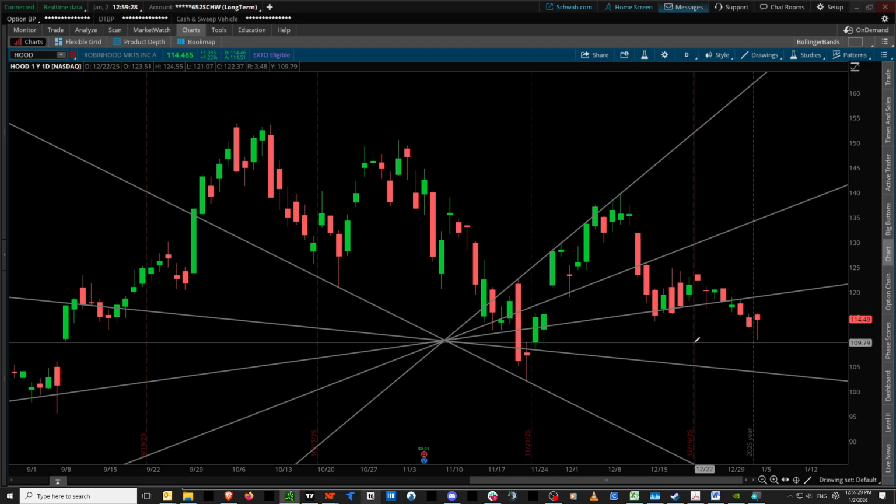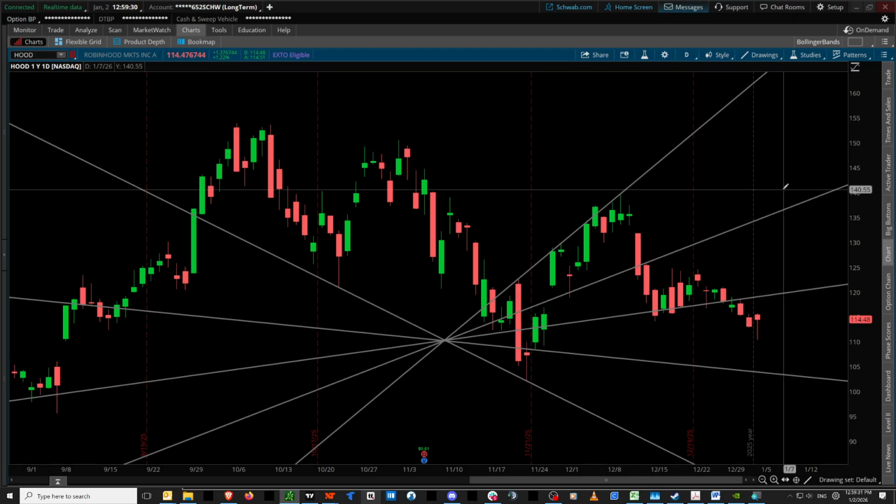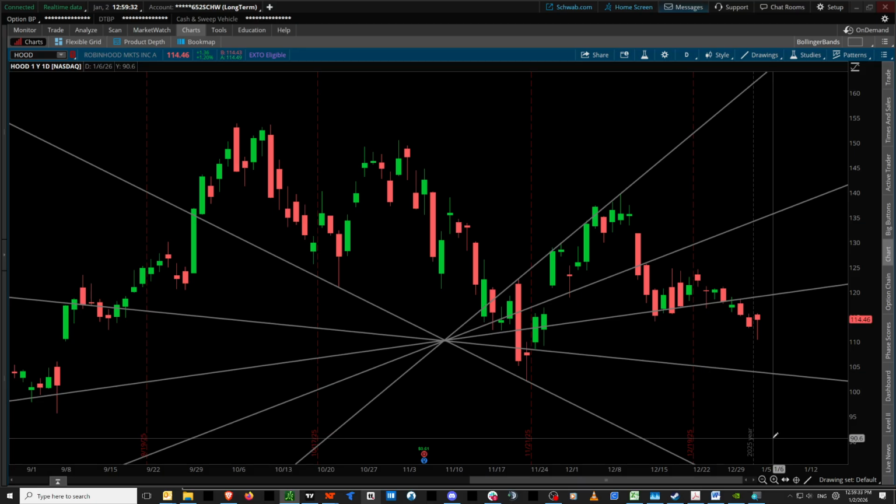Actually, they're not quite perfect. They're supposed to be in quarters. 1, 2, 3. They're supposed to be in quarters. I don't have them quite right. But that is what fan lines are. And strangely enough, they work.